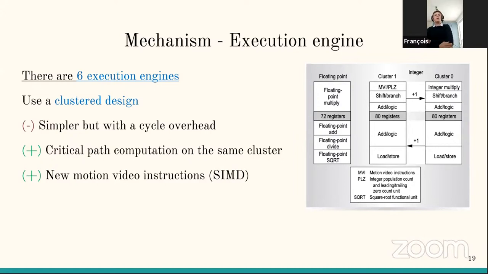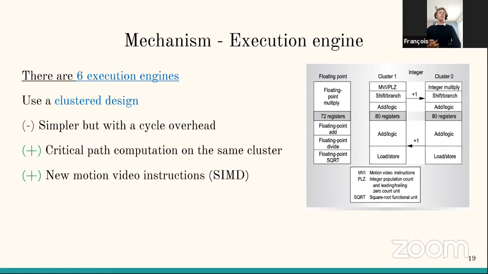And this new design also allows a new multimedia video instruction, which is maybe a strange name, but it's just a SIMD, single instruction, multiple data instruction, like we can have for, I don't know, SSE, I don't remember the name, but AVX instructions with the x86 architecture. So yes, it's just new SIMD instructions, which are good for a lot of image processing applications, for example. And so this is an overview of the execution engine.